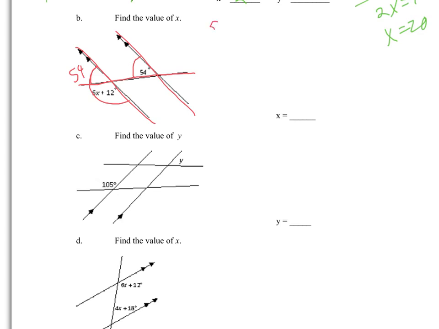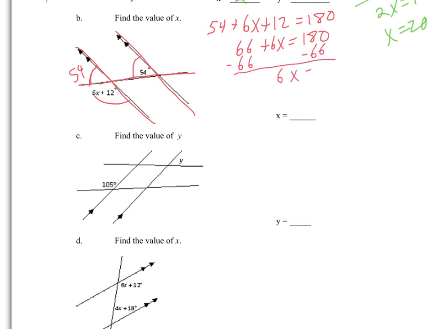So 54 plus, can't read that angle, is that 6x? Yeah. Plus 6x plus 12 equals 180 degrees. So that would be 66 plus 6x equals 180. Let's subtract 66 from both sides. We're isolating the variable.